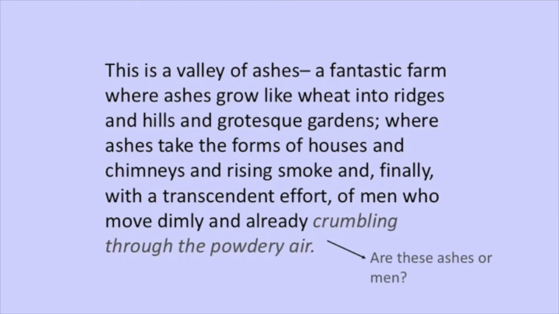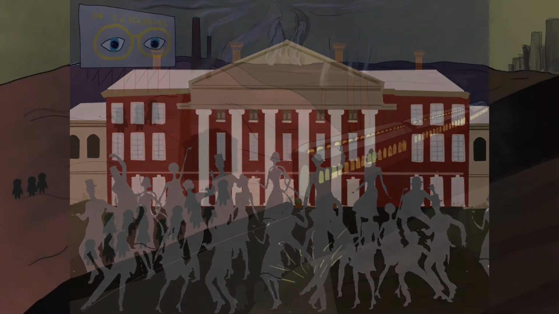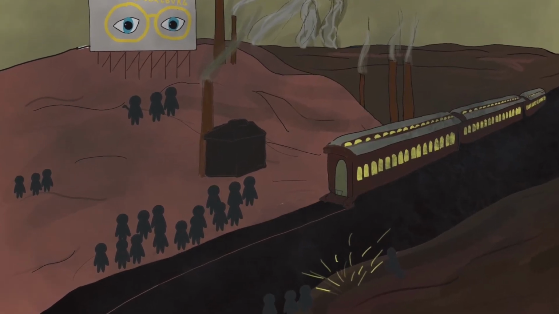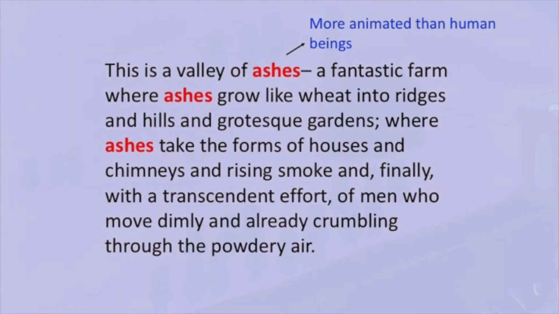Are these ashes or men? Is it reality, an optical illusion, or Nick's imagination? While the rich play golf and ride horses and sell alcohol behind the counters, the working class men turn into these hybrid beings, indistinguishable from the ashes around them. Ashes, these inanimate specks, are more animated than human beings, where they have agency to move and to create.